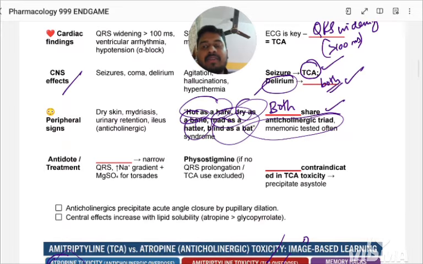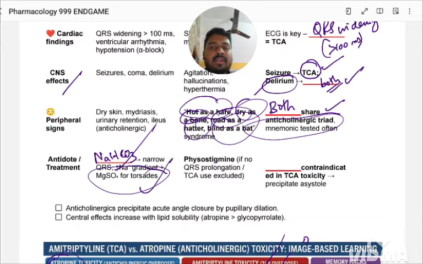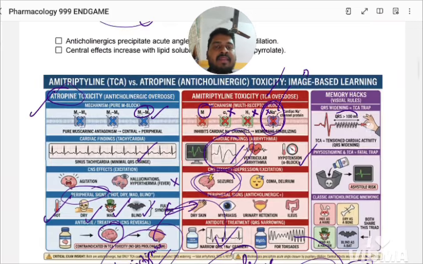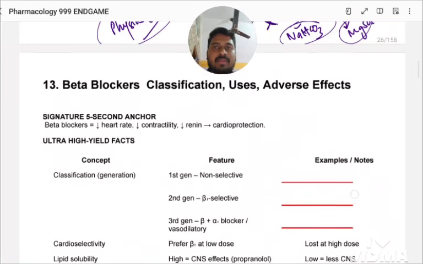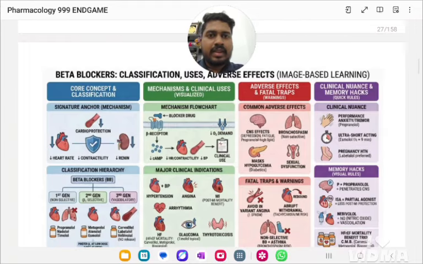Now, what is the antidote for TCA toxicity? That is sodium bicarbonate. Sodium bicarbonate is the antidote of choice. Magnesium sulfate is given if there is torsades de pointes. What is contraindicated in TCA toxicity? Physostigmine is contraindicated. So we'll go to the next topic, very important, that is beta blockers. Yes, so we'll go to beta blockers now.